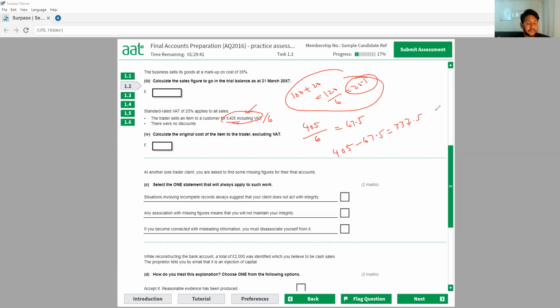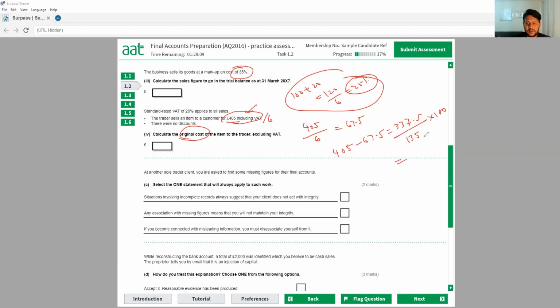That's my net. The question asks how much the original cost is. So this is the sell price, 337.5 without VAT. Now I need to know how much the cost is. We can see here the markup is 35%. So if the profit is 35%, we need to find out the cost. So divide by 135 and times by 100, and that will bring us the cost.